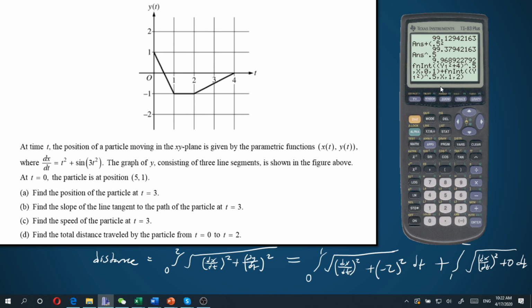Okay, so I've got the integral of y1 squared plus 4 underneath the square root, which is this one, from 0 to 1, plus the integral of y1 squared plus 0 underneath the square root from 1 to 2. Which gives us 4.35.